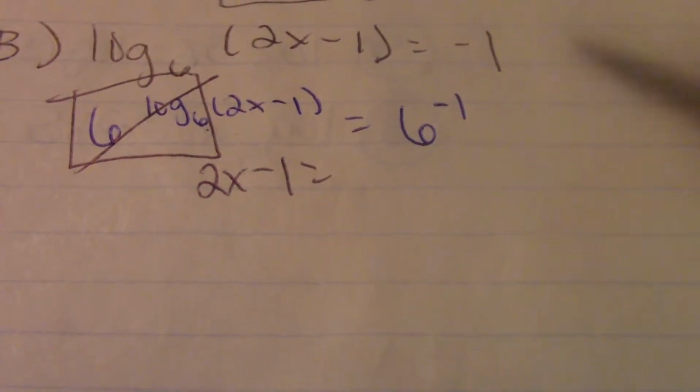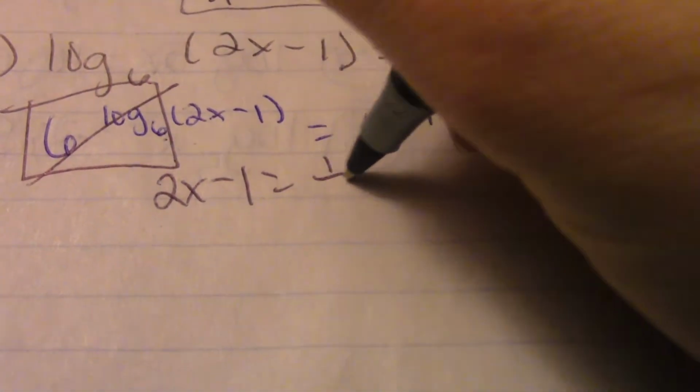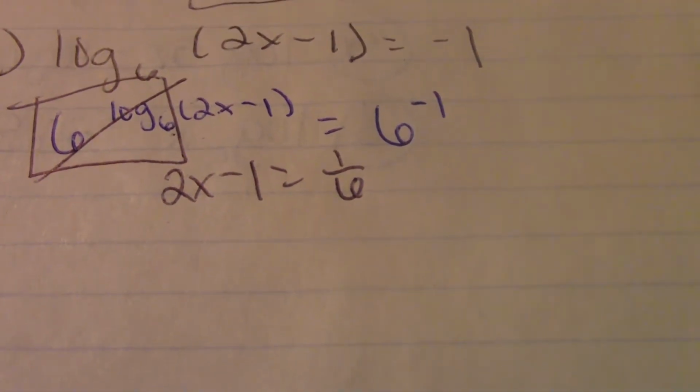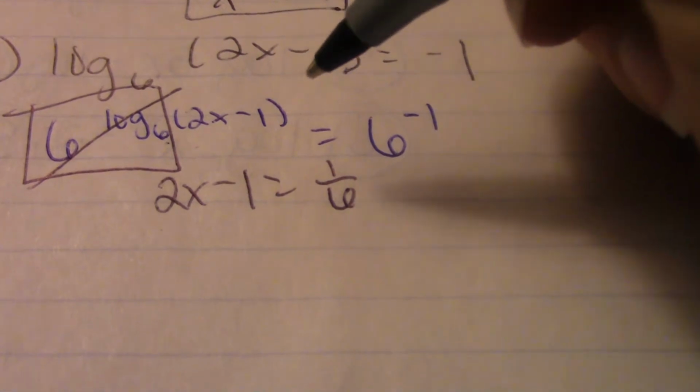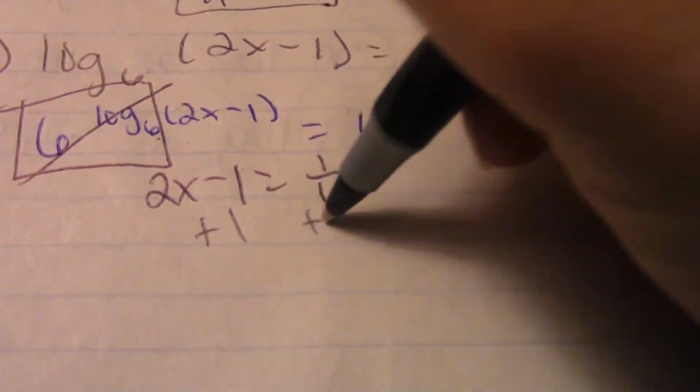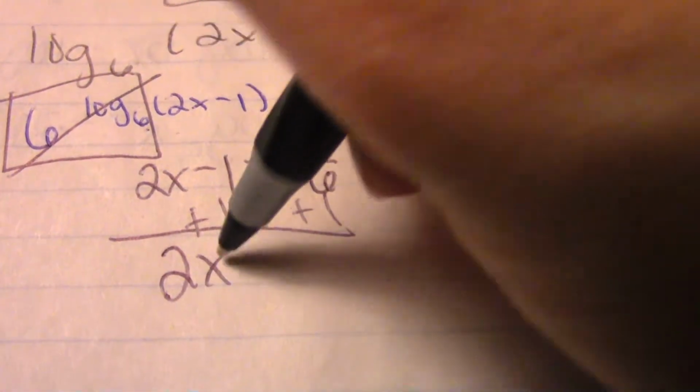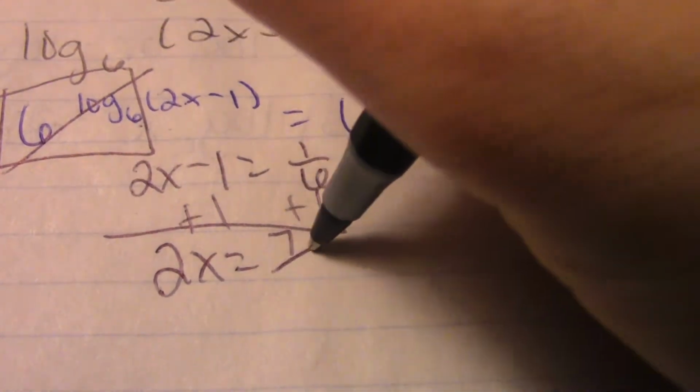So then I'm left with 2x minus 1 equals 6 to the negative 1 power, which is 1 over 6. If you don't know that, plug it in a calculator and you can solve it pretty easily. I need to solve for x. I'm going to add my 1. So 2x equals, and I plug this in a calculator, 7 over 6.